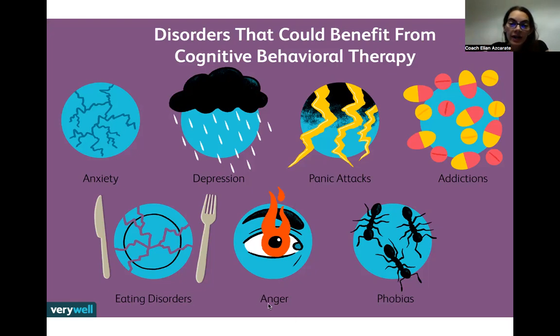And then we also have two other important disorders that could benefit from it. One is phobias, and the other one is here. And let me just see if I can move this so you can see the name of it. But it seems that, yeah. And the other one is anger.